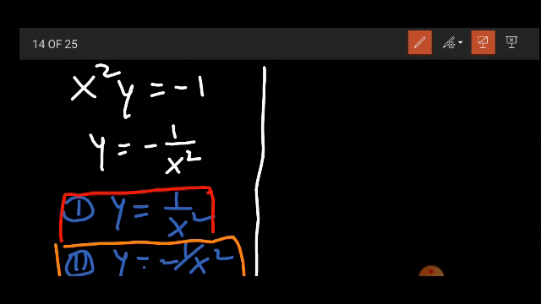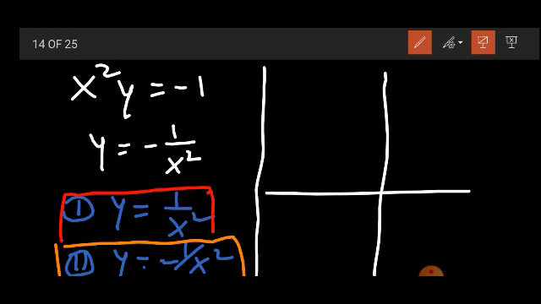So let's draw the graph of y equal to 1 by x square. How will we draw it? First of all, draw the x-axis and y-axis. Okay, so let's say y equal to 1. As you know, there is an even power on the x variable, so the graph is symmetric about the y-axis.